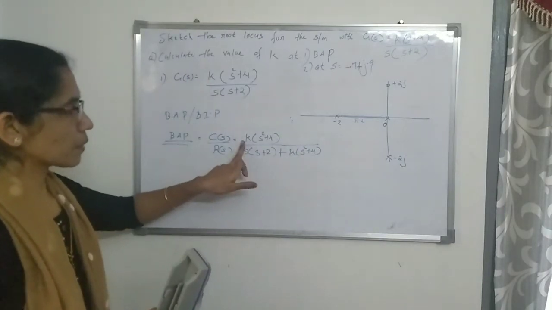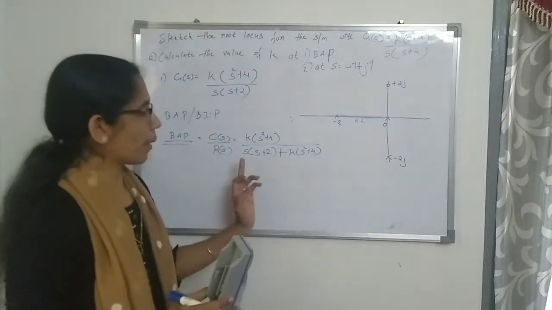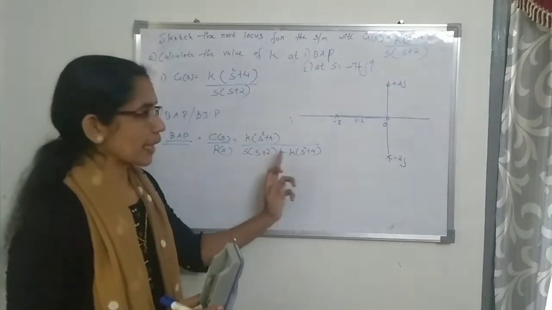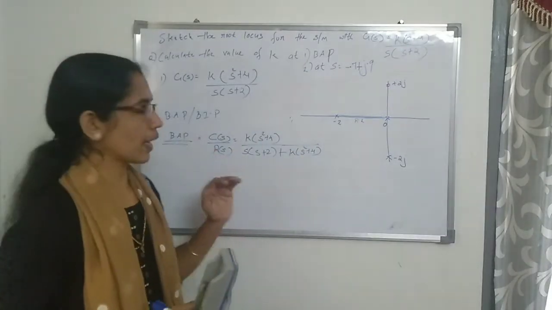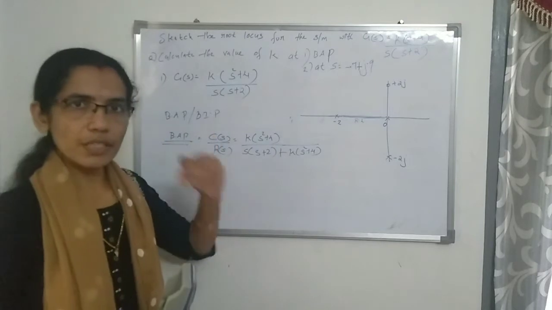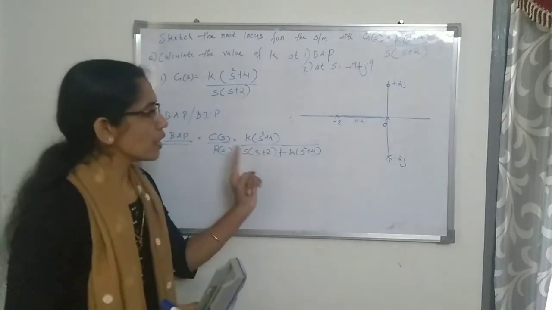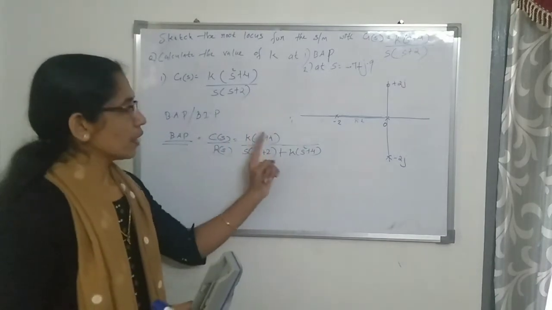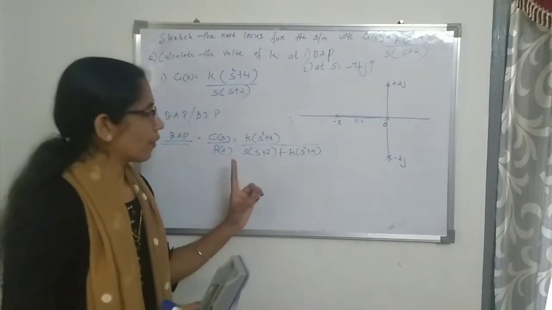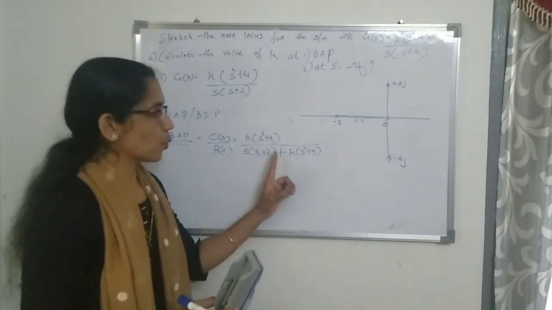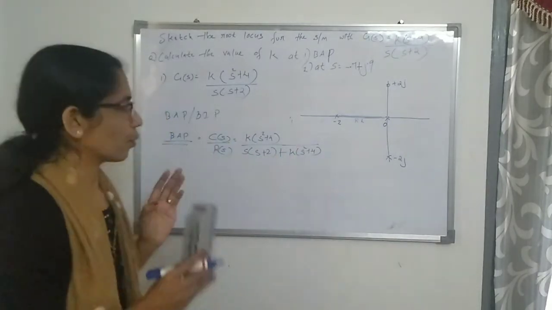So the equation becomes K(s^2 + 4) / [s(s + 2) + K(s^2 + 4)]. C(s)/R(s) = G(s)/(1 + G(s)H(s)), and H(s) is equal to 1. Therefore it becomes K(s^2 + 4) / [s(s + 2) + K(s^2 + 4)].